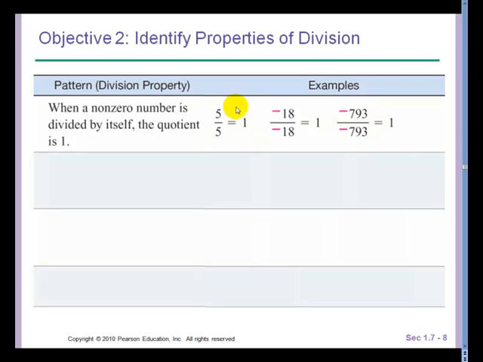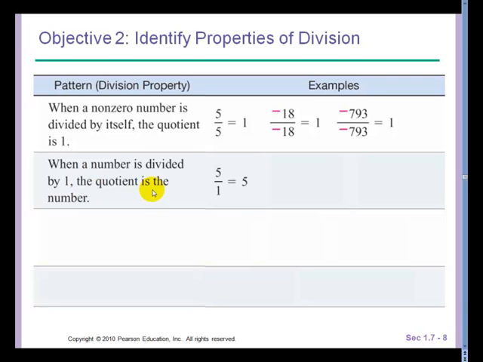We will use this property a lot when we get into fractions and when we work more with algebra. So this is definitely one you need to know. When a number is divided by 1, the quotient is the number. 5 divided by 1 is 5. Negative 18 divided by 1 is negative 18. Negative 793 divided by 1 is negative 793.